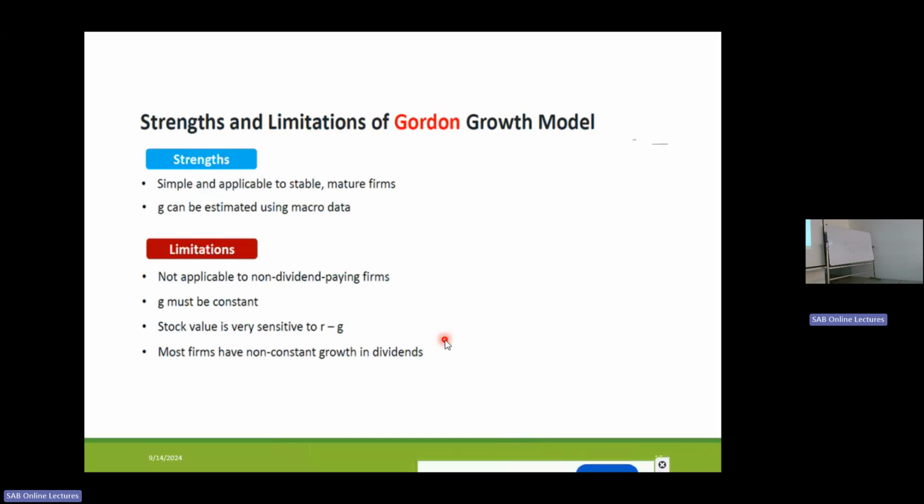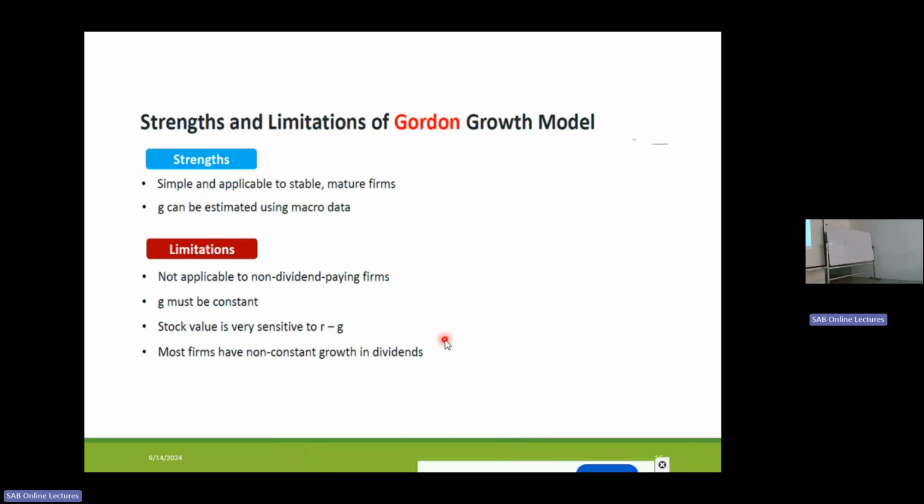These are some strengths and limitations of the constant growth model, or the Gordon growth model. It is simple and applicable to stable, mature companies, and the growth rate of the dividend, G, can be estimated using past company data. Next, we estimate the growth rate using some information. As for limitations, you cannot apply this model to a company that does not pay any dividend. The company should pay a constant dividend, so the dividend growth rate G should be constant. If it varies by a large amount, you cannot apply the constant growth model. Stock value is also very sensitive to the required rate of return minus the growth rate.